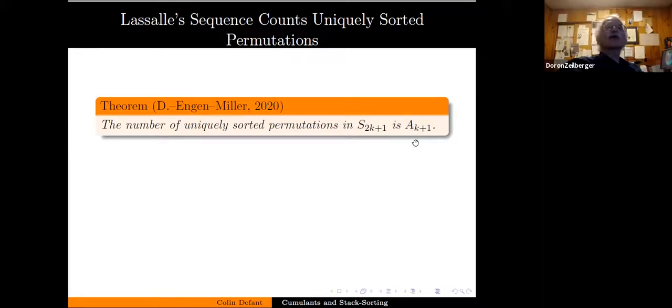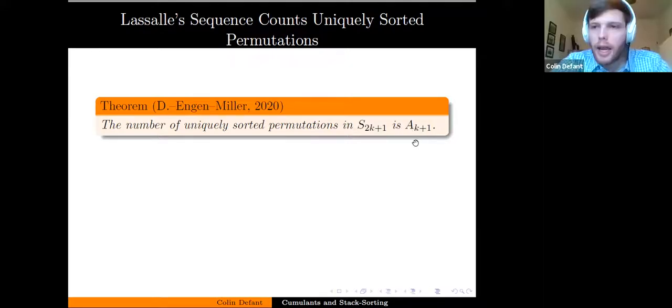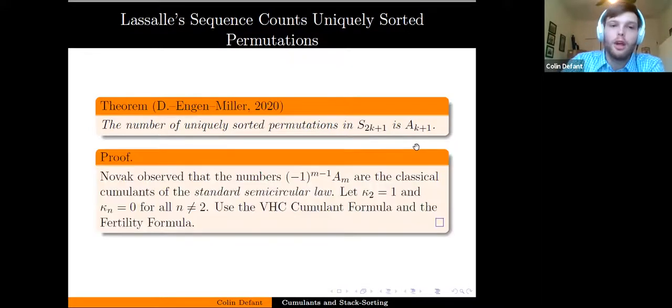But is Lassalle also counting something? The motivation of Lassalle? No, I don't know at all what Lassalle's motivation was for studying this. But it turns out to be a really interesting sequence, not only because they count these uniquely sorted permutations, but also because Novak observed that they are essentially the classical cumulants of something called the standard semicircular law.